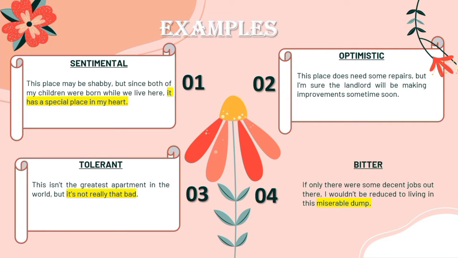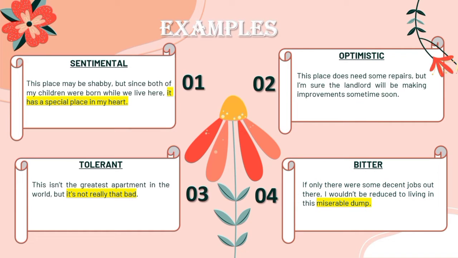Next, tolerant. This isn't the greatest apartment in the world, but it's not really that bad. The words "not really that bad" show that the writer accepts the situation while recognizing that it could be better. Lastly, bitter. If only there were some decent jobs out there, I wouldn't be reduced to living in this miserable dump. The writer resents the situation that forces him or her to live in a miserable dump. Therefore, the tone is bitter.